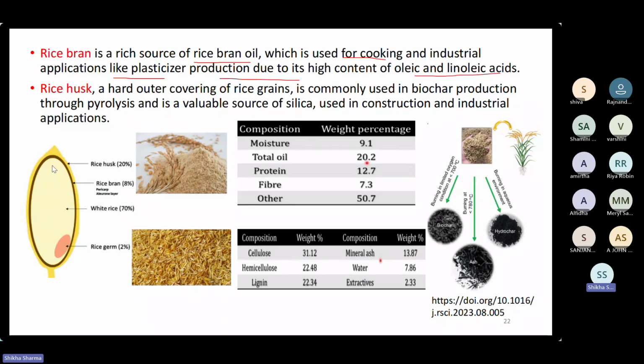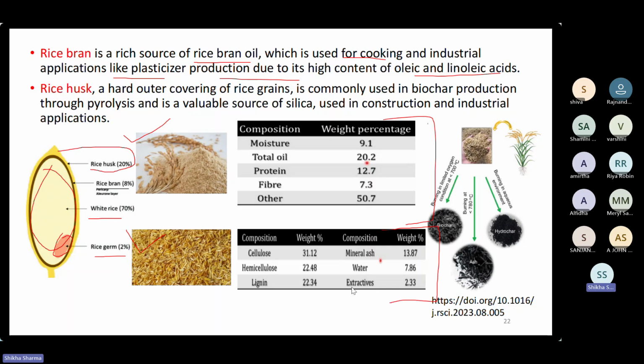So this is basically the rice kernel. In this, the outermost layer is the rice husk, around 20%. After that, the bran is there, rice bran, which is around 8%, and then white rice is there, which is 70%, and the germ is there, rice germ, which is around 2%. So this is basically the rice bran, and this is the rice husk. So rice bran composition is this, and rice husk is this.